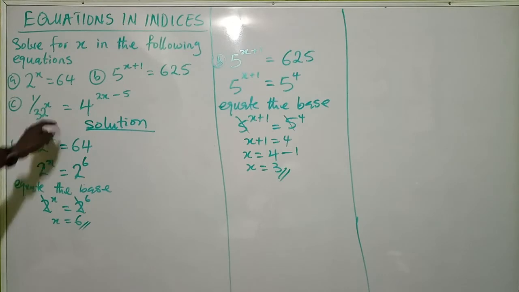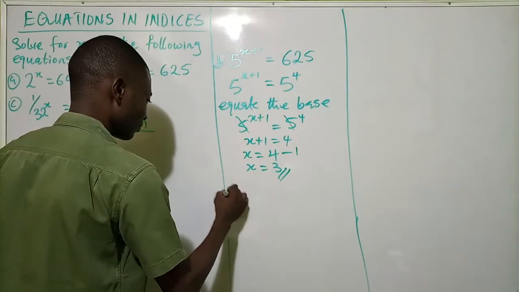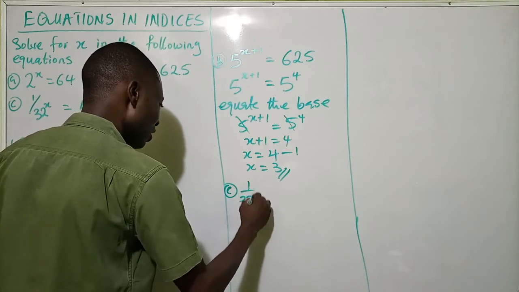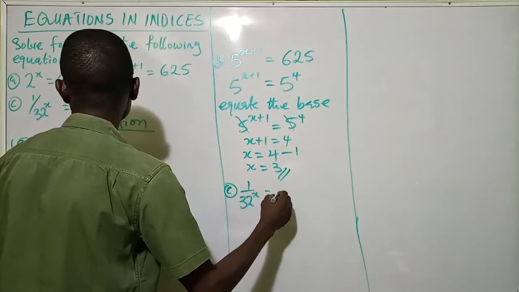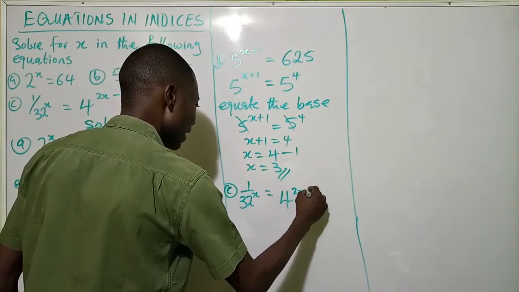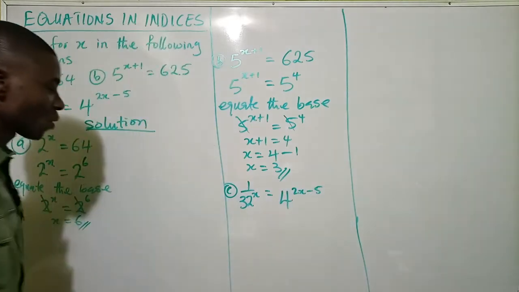Now let's look at the third one, C. C is: 1 over 32 raised to the power of x equals 4 raised to the power of 2x minus 5. So what will I do here?